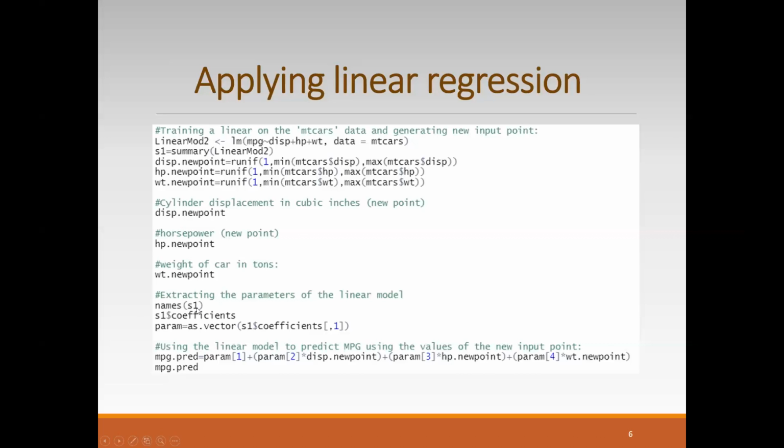And then you can output the three input variables for the single point. And then we need to extract the parameters for the linear model. So if you do names S1, this gives you lots of the different things that are stored under the linear model. And then the coefficients is what you need for the parameters. And then we're going to call that param, and we're going to store it as a vector. And then to actually get a prediction from this single point, you would do this line at the bottom. So the param refers to the four values. The first one is the y-intercept, and then the other three correspond to the three input variables here. And then you get your prediction.